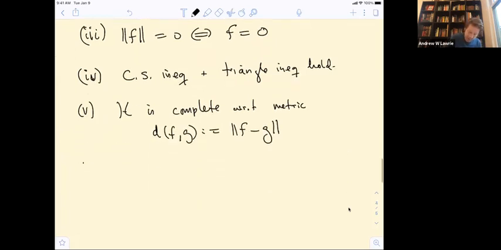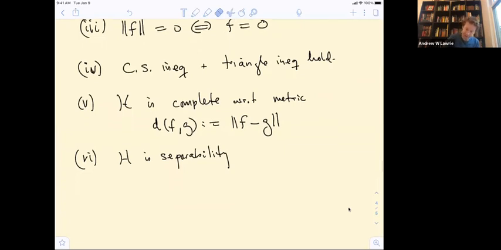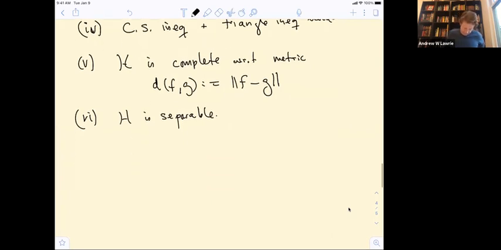And then the last part, separability. So for Hilbert spaces, again a matter of convention, but we're including separability in the definition. So H is separable, meaning we have a countable dense subset.